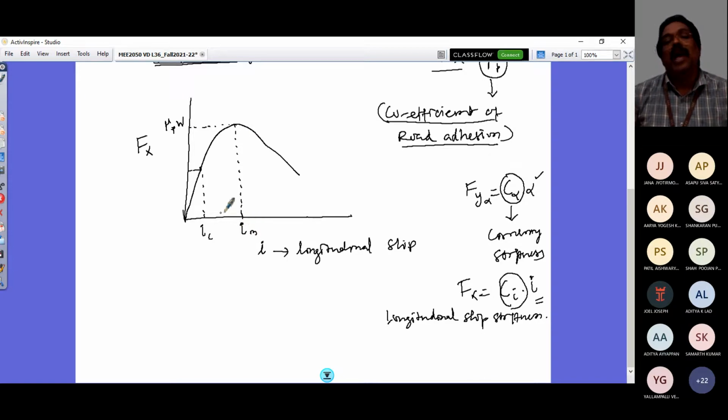And the slip has to happen. That means that there should be a part of the contact patch that slides and a part of the contact patch that adheres. Then it is not complete sliding. So that is what is called the phenomenon of slip.